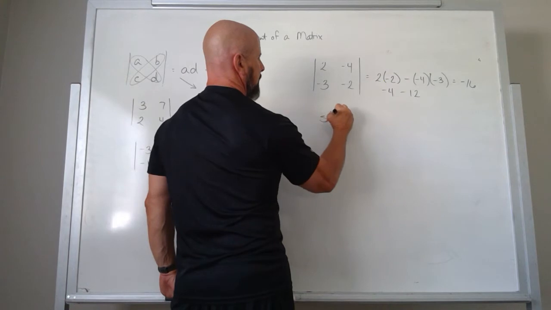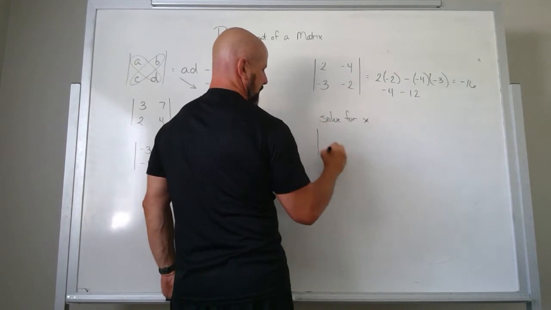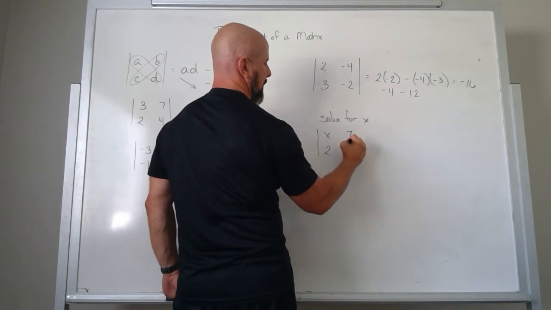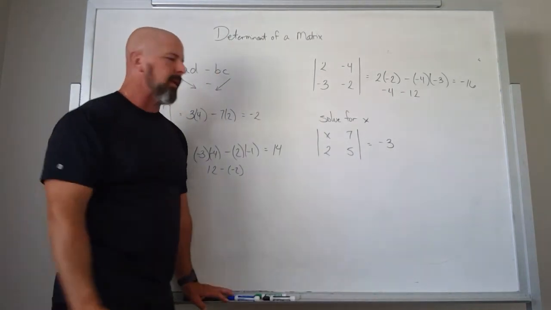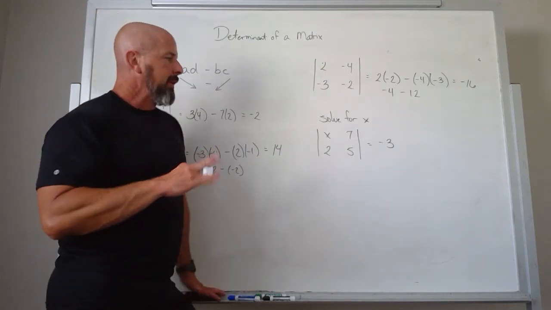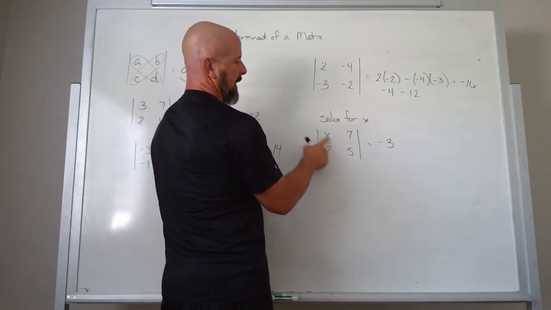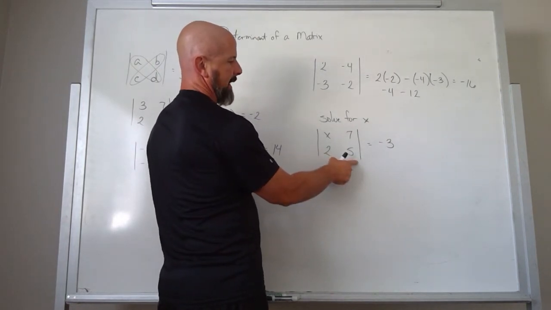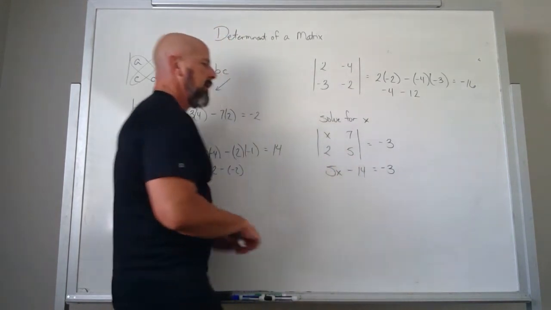So I'm going to say solve for X. Okay. So I'm saying the determinant of X, 7, 2, 5 equals -3. So the determinant of this 2 by 2 matrix equals a -3 value. So I'm just going to evaluate the left side of the equation. In other words, just write out the determinant. So we're going to have X times 5. That would be 5X. So I went down, minus, coming back. 7 times 2 is 14. Equals -3, and there's my equation.